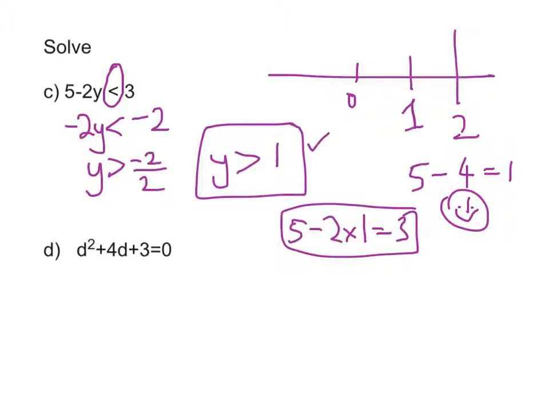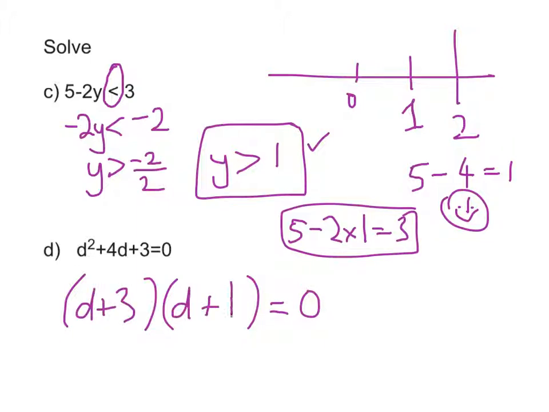Right. Okay, next question. d squared plus 4d plus 3 equals 0. So again, it's a quadratic. And we've got two brackets, so put down the two brackets. We've got d plus 3, or d plus 1, because multiplying those two will give me 3, and adding 3 and 1 gives me 4. So two solutions, d equals negative 3 or d equals negative 1.